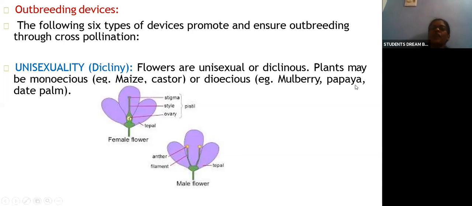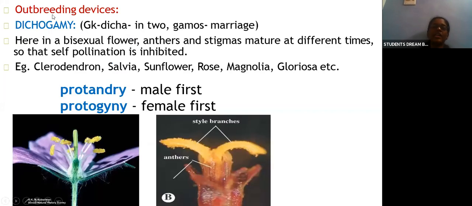In papaya we have a male plant and a female plant that are separate. The male plant will produce male flowers, the female plant female flowers. So if it is unisexual, a flower having only one sex, outbreeding can be promoted and we can stop inbreeding. Okay, next is dichogamy.